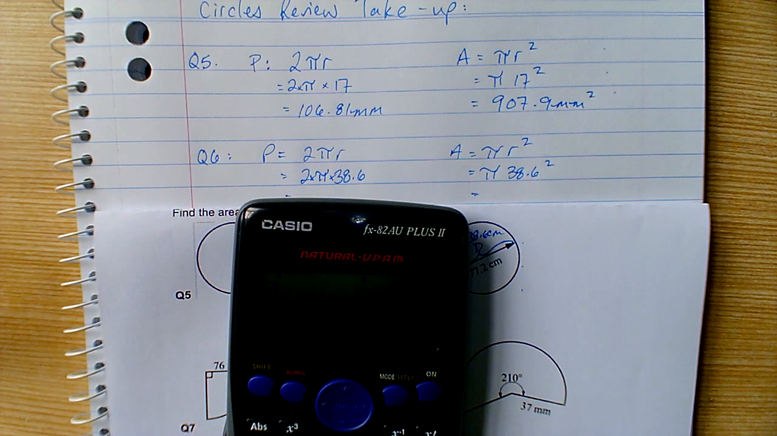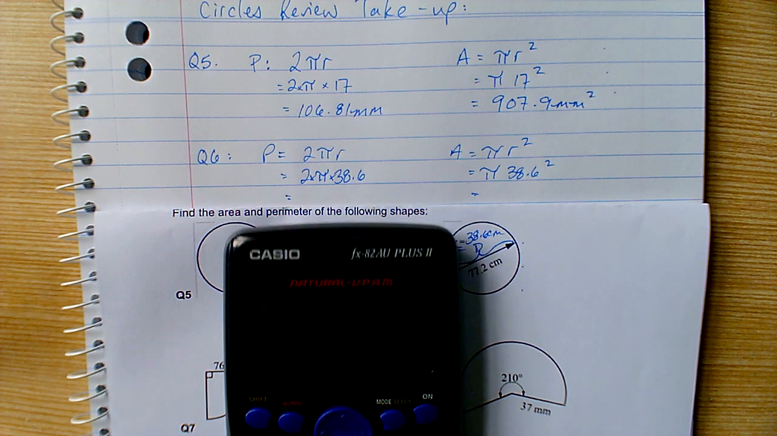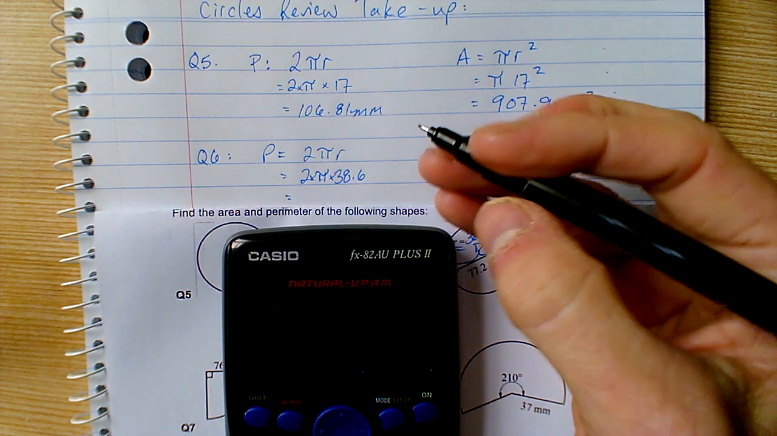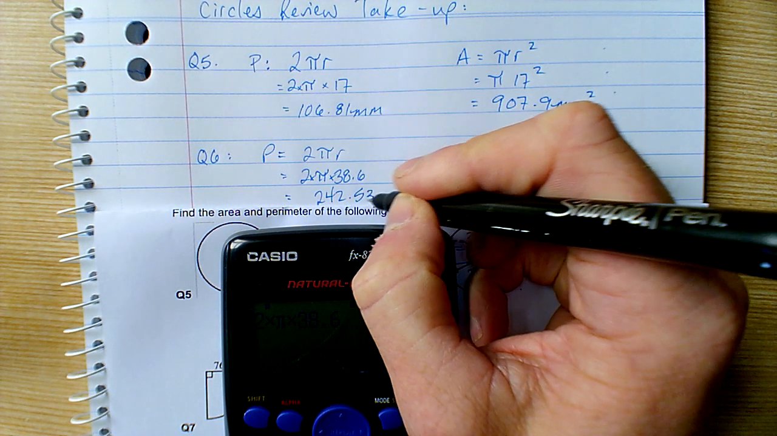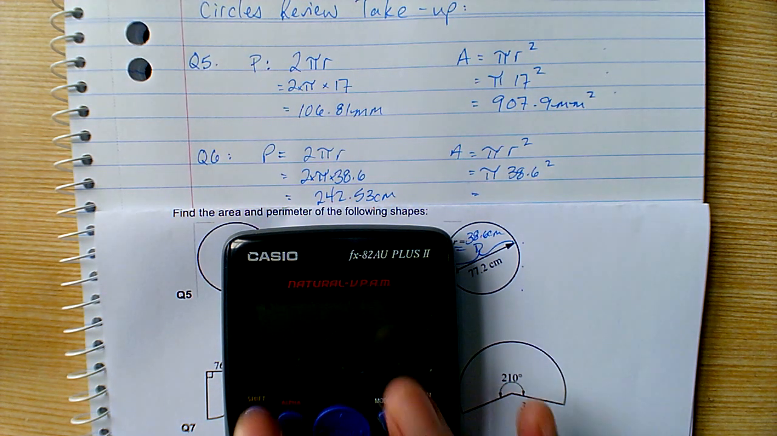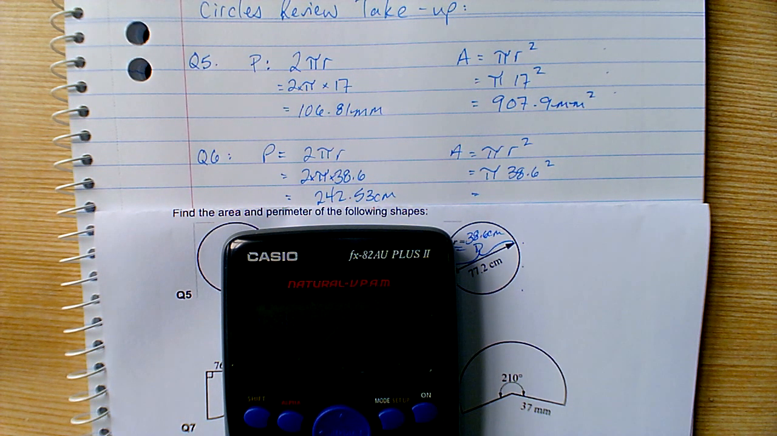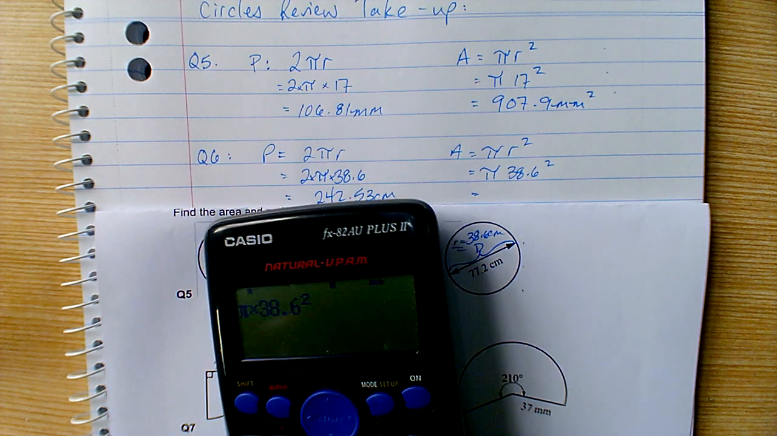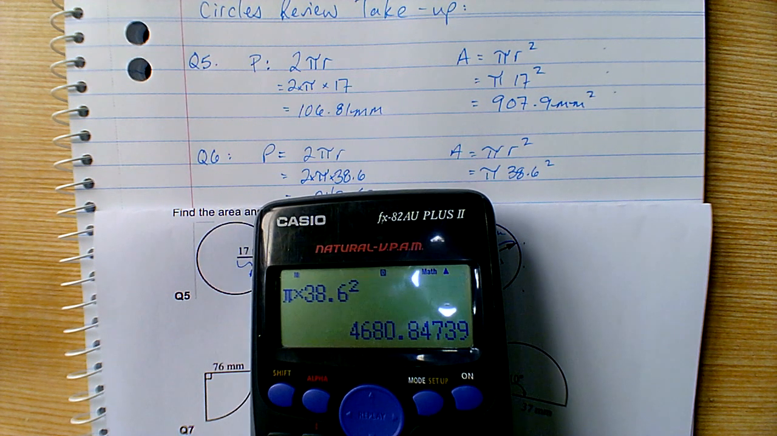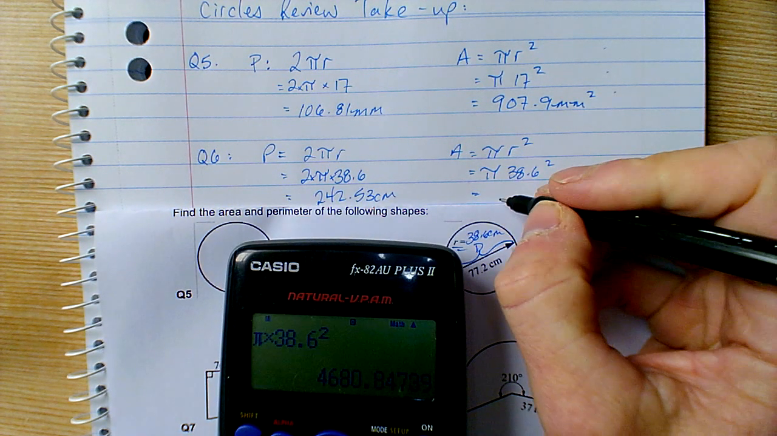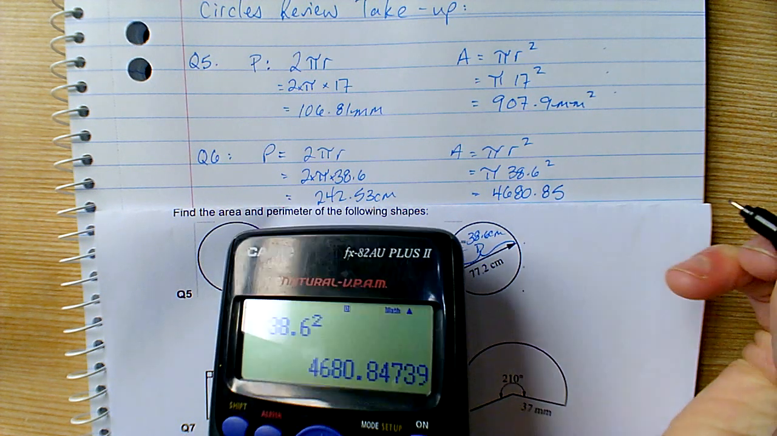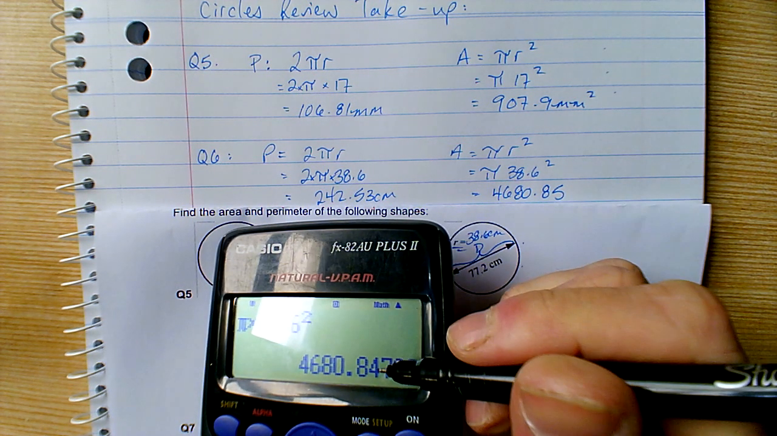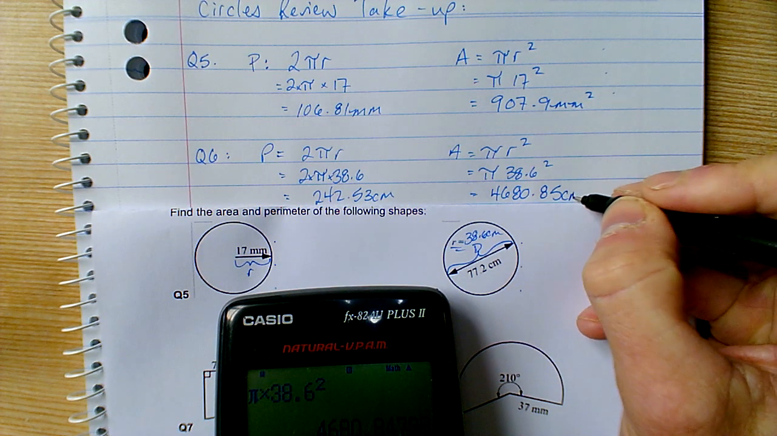So I'll do my perimeter first. That's 2 times pi times 38.6, which gets me 242.53 centimeters. And then for my area, it's pi times 38.6 squared. That's what I've typed in on my calculator to get 4,680.85 rounded correctly. Do not forget to round correctly. You can't just drop numbers off. You have to round correctly. And that would be centimeters squared.